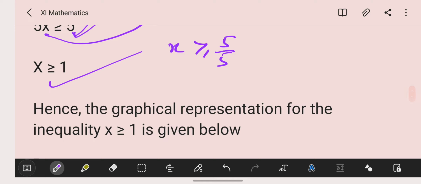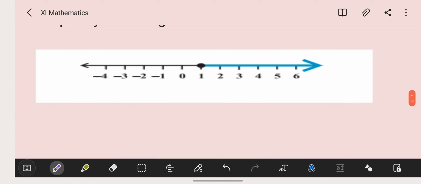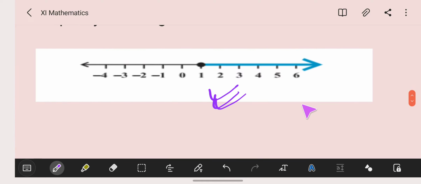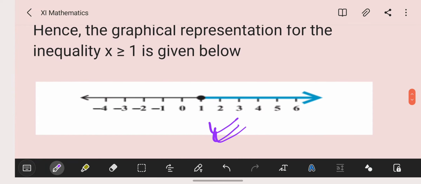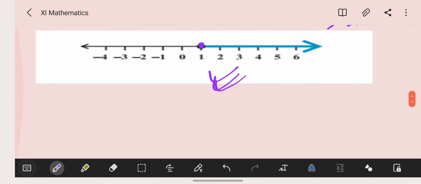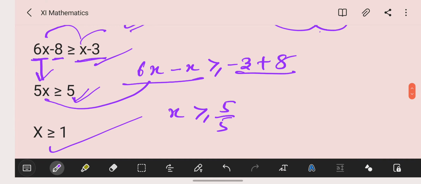That means the solution set will be given in a graphical way like this. The solution set will be more than 1, including 1. So 1 to infinity it will go, closed here at 1 and open at infinity. All right, so the closed interval 1 to infinity is the solution set of the given linear inequality.